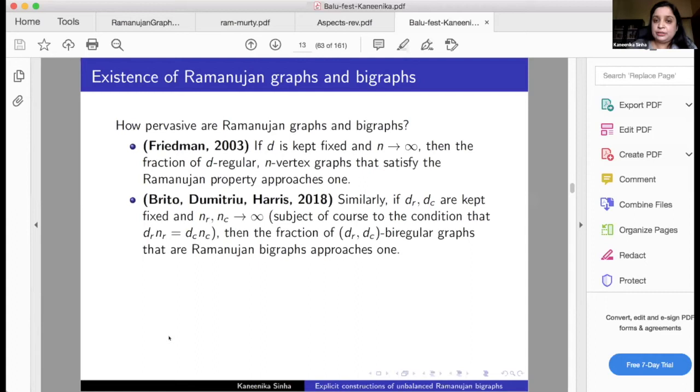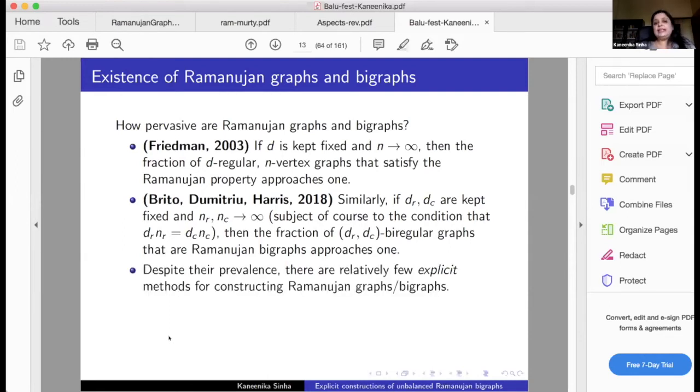Similarly, in the setting of Ramanujan bigraphs, you have an analogous theorem proved by Brito, Dumitriu, and Harris in 2018. Here you fix dr and dc, and you let nr and nc go to infinity, subject, of course, to the bipartite condition. Then the fraction of dr-dc biregular graphs which are Ramanujan approaches 1. So these theorems tell us that Ramanujan graphs and bigraphs are very pervasive. They are spread in nature around us.